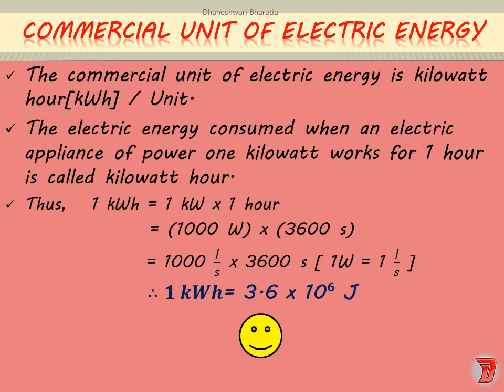So 1 kilowatt hour is equal to, please go through the mathematical steps and do the simplification. Then what we will get? The one which is given in the blue highlighted line. You have to remember this. 1 kilowatt hour is equal to 3.6 into 10 raised to 6 joules. Okay, fine.